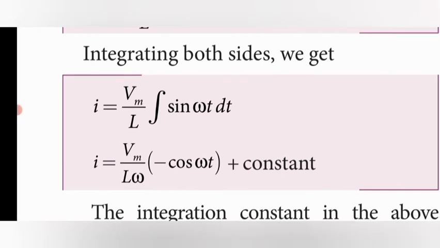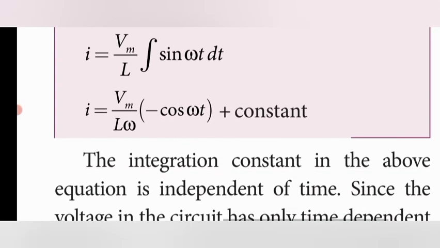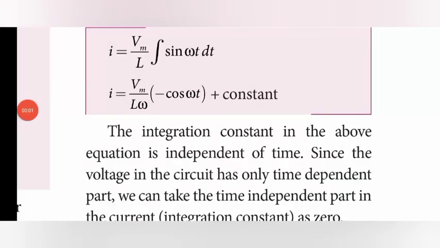So like that we have to use that 1 by omega minus 1 by omega cos omega t is the integration value of sine omega t. So that's why the final value of I is equal to Vm by L omega within a bracket, sine, that is minus cos omega t, and also a constant. So here the integration constant is also there.